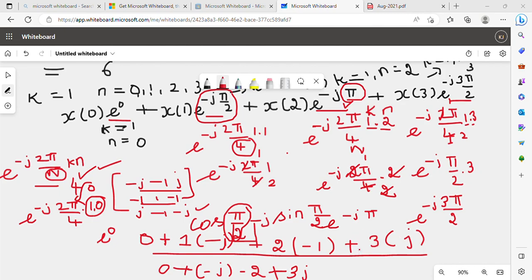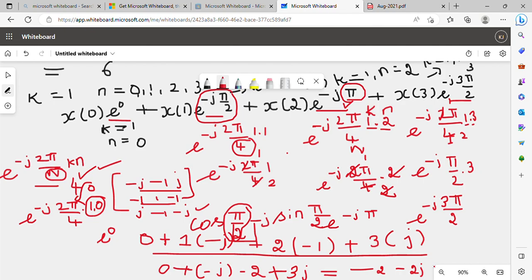Now I'll simplify this, and I get the resultant as minus 2 minus 2j, right? So this is for one particular thing. For all others you are going to follow the same. That is why I taught you one particular thing in detail, and for all others you are going to follow the same, right?